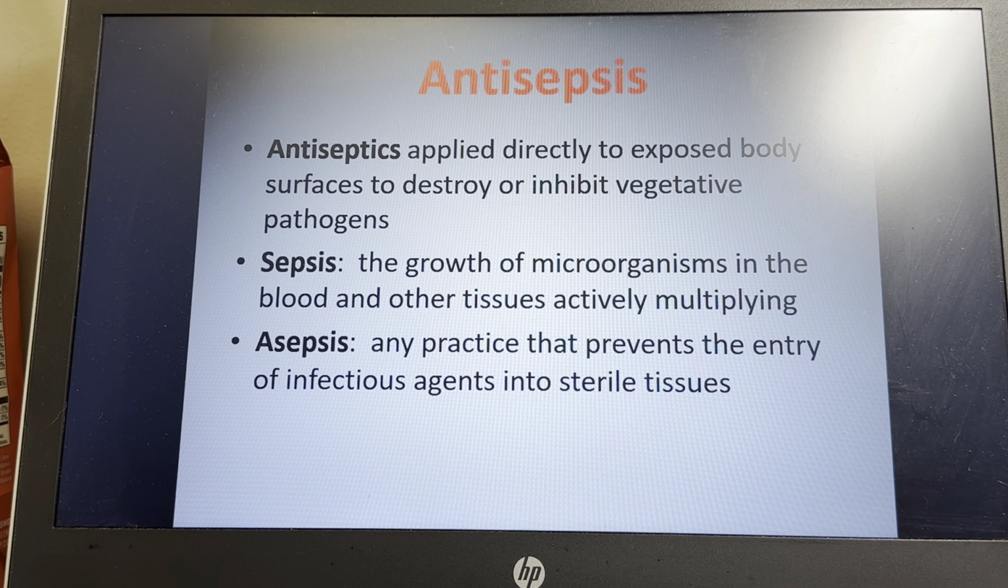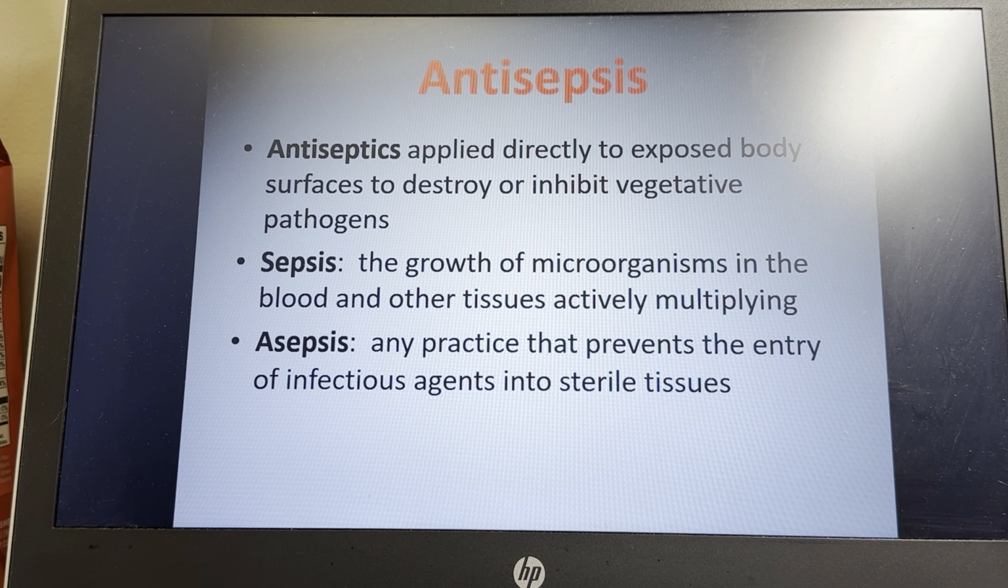Okay, I also want to mention the next two terms because you'll notice if you put an A in front of the word sepsis, it means something completely different. So when we say a person has sepsis, that means that they have microorganisms in the blood and tissues and tissue fluids, and those microorganisms, usually bacteria, are actively multiplying. Okay, it used to be thought that sepsis was always an end-of-life condition. It's not. A person can be septic and come back from it when they're treated with antibiotics or antifungal drugs, but it's a pretty serious condition. Okay, so that's what sepsis is.